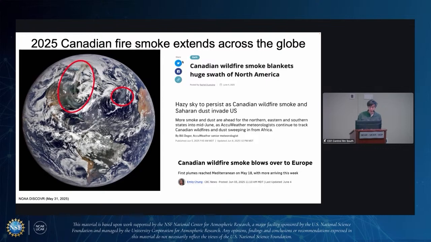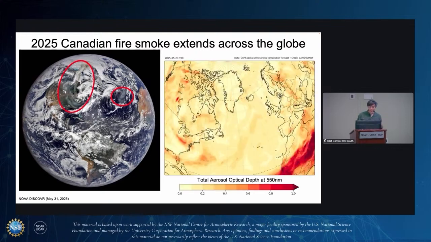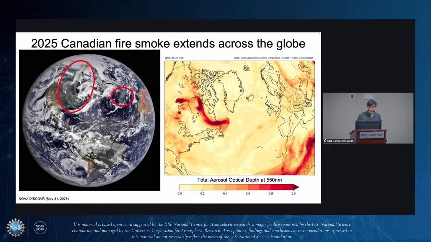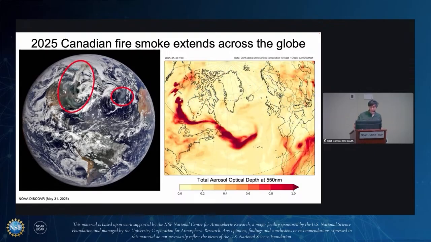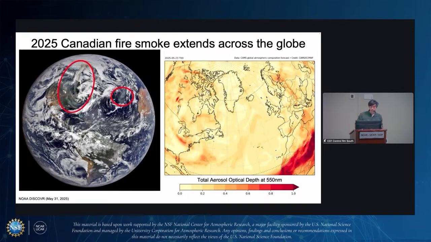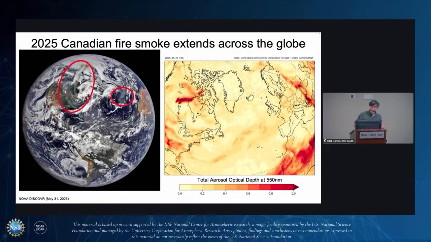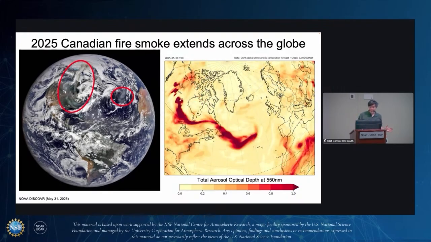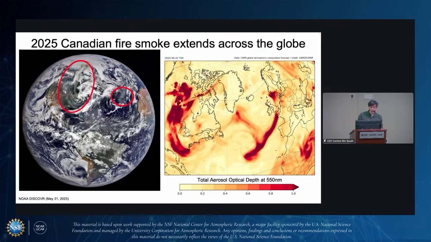And so we can look at the forecast of this Canadian wildfire event. Over the 10 days, we can see how first the smoke is advected eastward and then is distributed by the circulation north to south across North America. And then it's further advected eastward towards Europe.